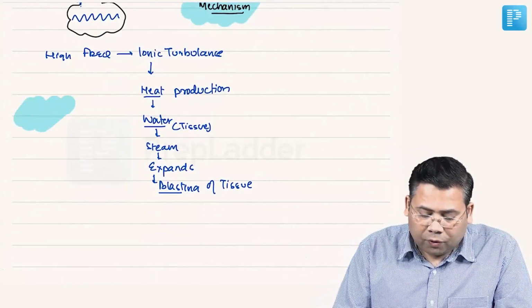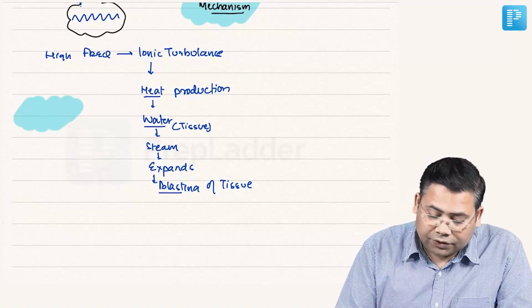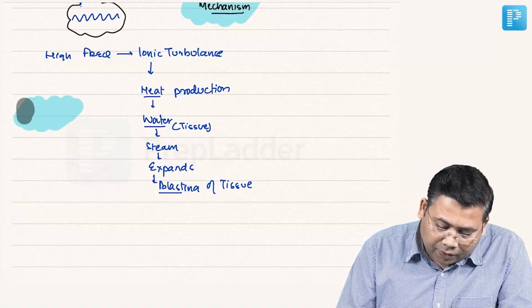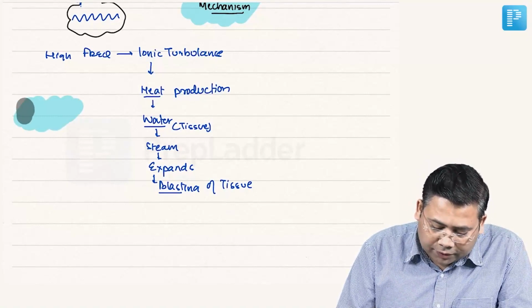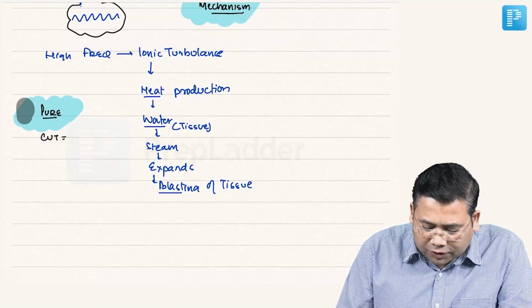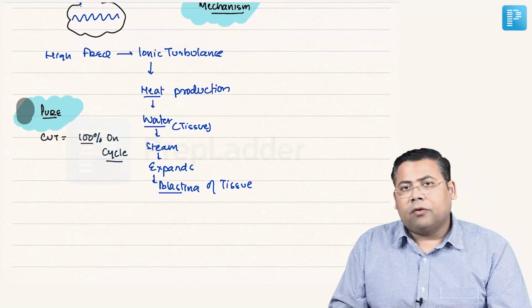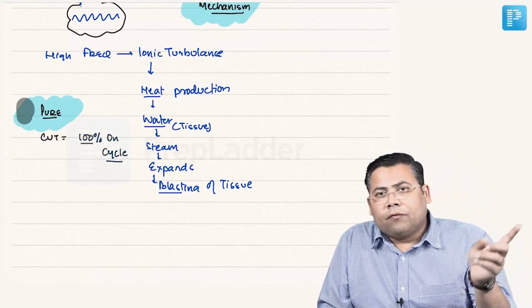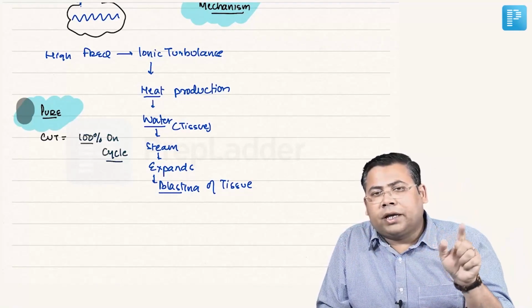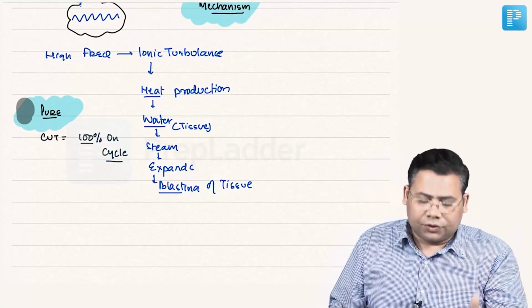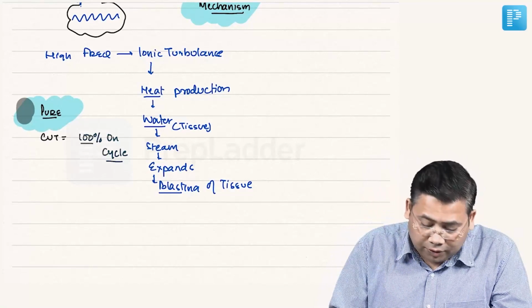Always remember that pure cut is the most dangerous version, and we should be avoiding using pure cut. Let us try to understand. When we say something is pure cut, what do we mean by pure cut? 100% on cycle. What do you mean by 100% on cycle? That means if you press the pedal or the button for 3 seconds, for 3 seconds current will be fluctuating and it will constantly be going, and for 3 seconds it will be bomb blasting the tissue. So this is very, very important.